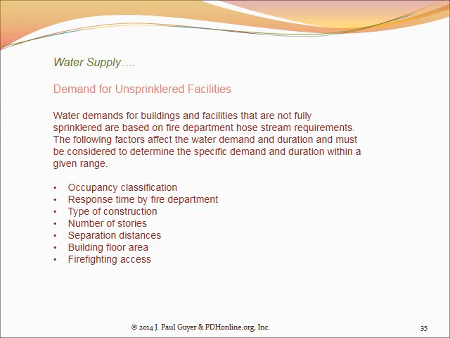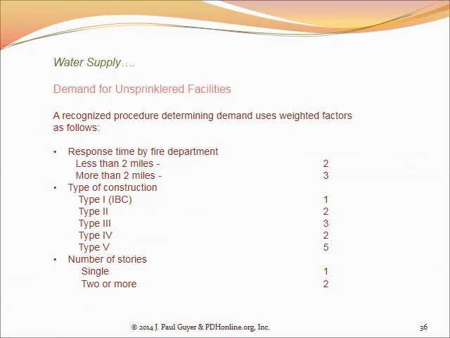Okay, so now we're looking at the situation where the building does not have an automatic fire sprinkler system in it. Here is the methodology that the Department of Defense has used for a long time. It's a very simple little point system, and the factors that are taken into consideration are what you see here. The first consideration is response time by the fire department. How far away is the fire station? In this methodology, if the fire station is less than 2 miles away, your building gets 2 points.